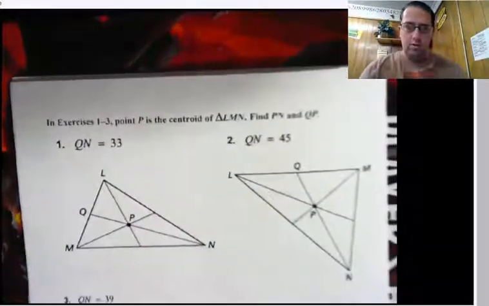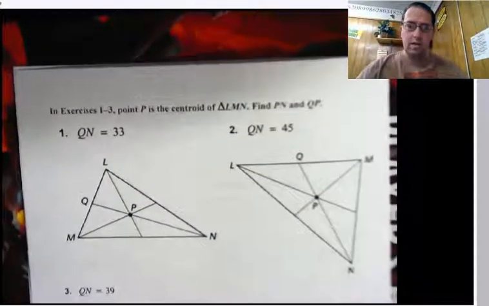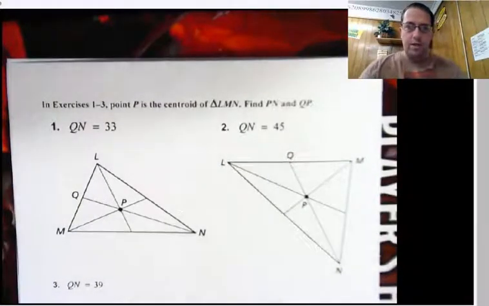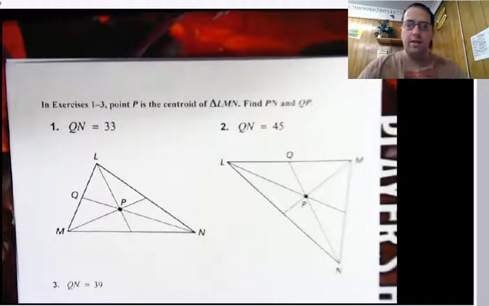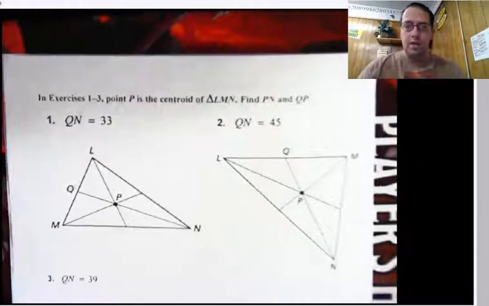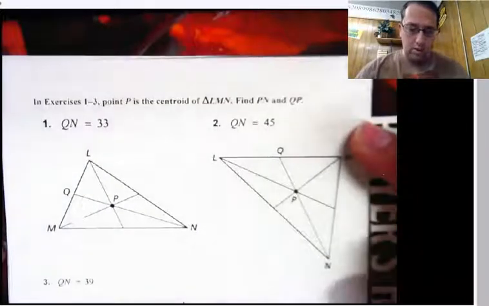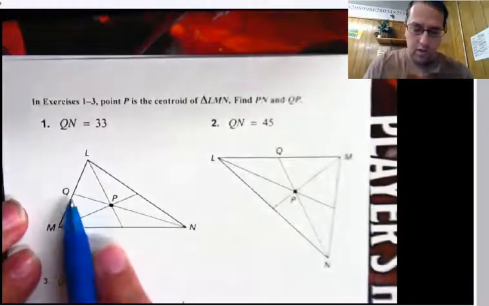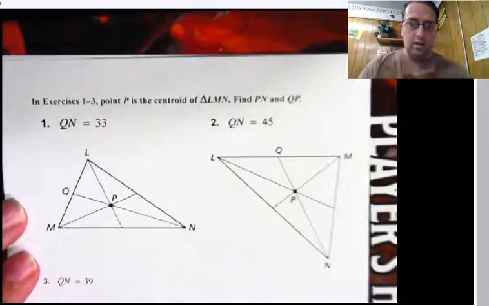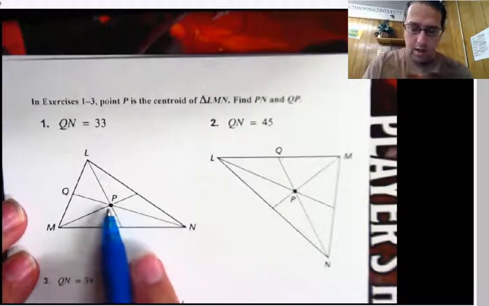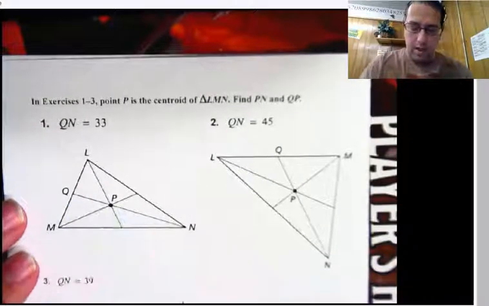Let's take a look at a couple of problems here. We are going to start by looking at the centroid. On 1, 2, and 3, it tells us that point P is the centroid of triangle LMN, and we need to find the length of PN and the length of segment QP. Number one, we have QN. This entire thing has a length of 33.